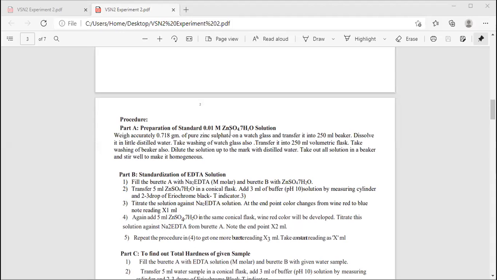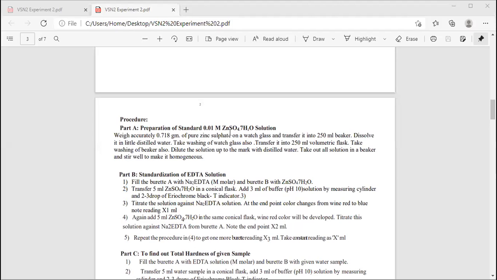Now, from that burette B, we will take 5 ml zinc sulfate in the conical flask. You may ask me, why not use a pipette? Well, a pipette is less accurate than a burette. So from the burette, you will take 5 ml of zinc sulfate in the conical flask.